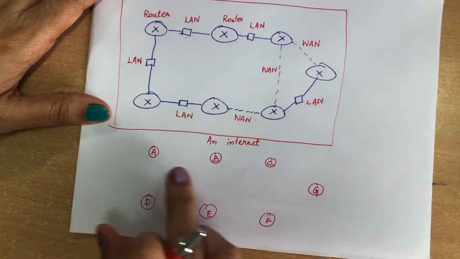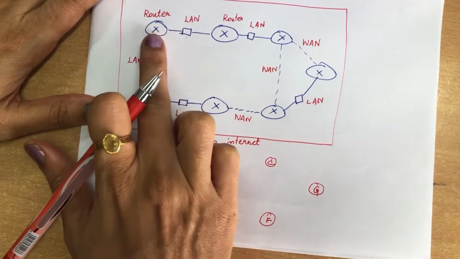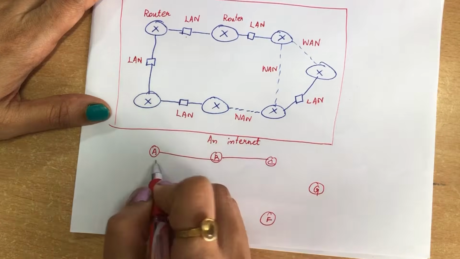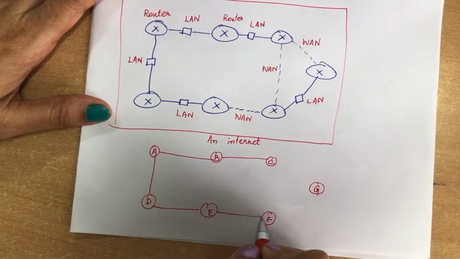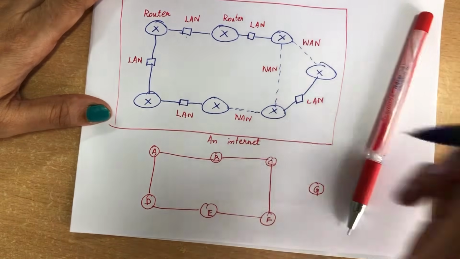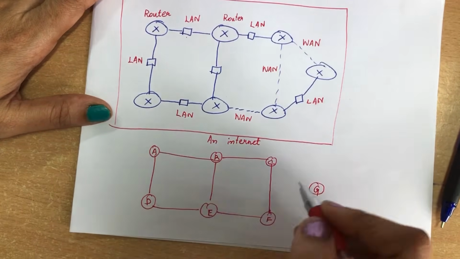The routers can be represented as nodes, and all your LAN networks which have been connected between the routers, you can call them edges over here. These are all the edges. Okay. And here also you have LAN. So these are the edges.